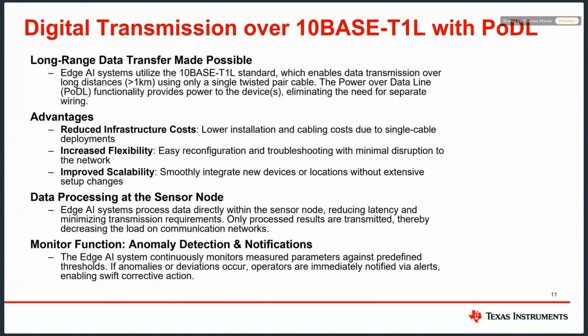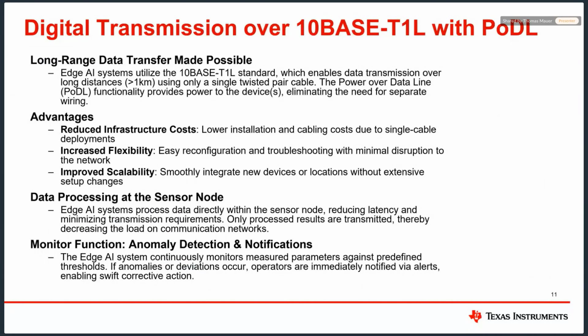The advantages of this is that you are reducing cost in the infrastructure, so lower installation and cabling costs because copper is expensive, and you limit this to the single cable. You have increased flexibility, which means easy configuration and troubleshooting.